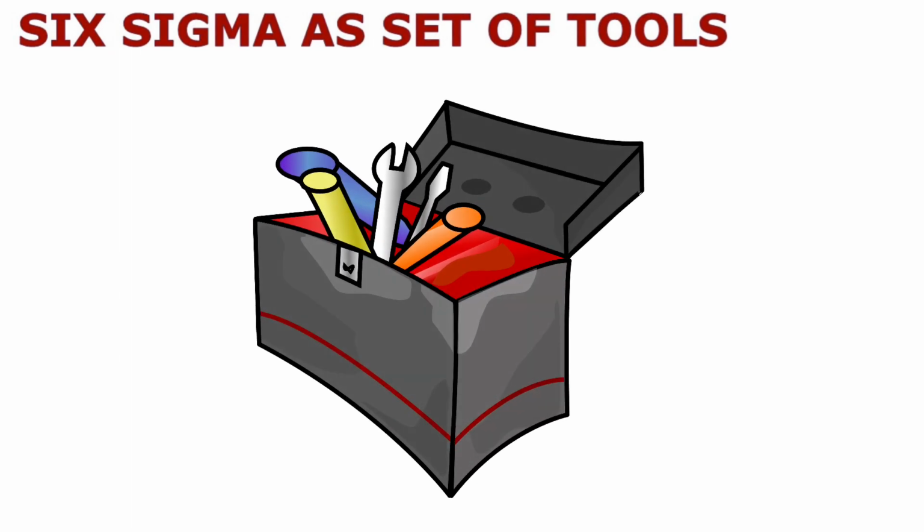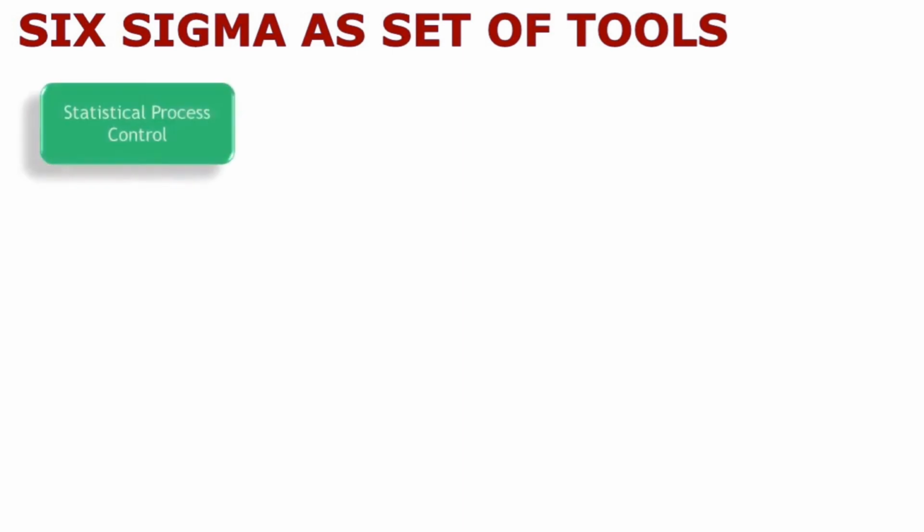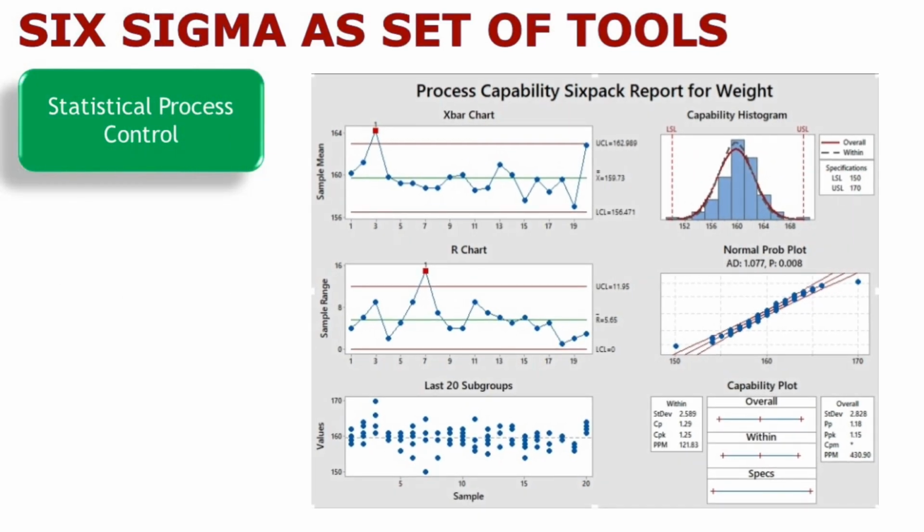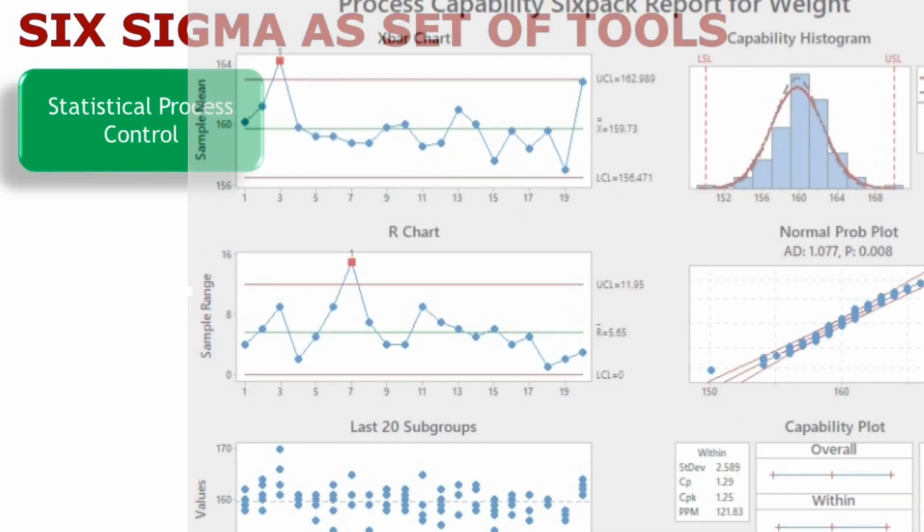Let's explore Six Sigma as a toolbox of techniques. Think of it like a collection of tools that help us make processes better. These tools include SPC, Statistical Process Control. SPC helps in monitoring and controlling processes by using statistical methods. It's like having a dashboard that tells us how well a process is performing.